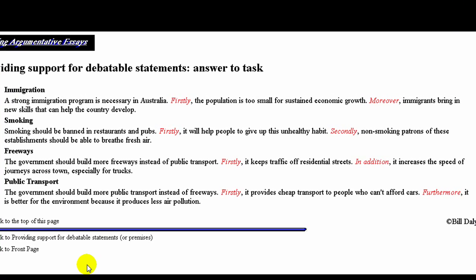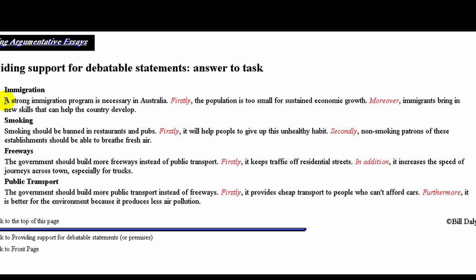Okay, well, how do you think you went? Let's have a look at the suggested or possible answers. Okay, the topic was immigration. Here is a suggested premise. A strong immigration program is necessary in Australia. Firstly, the population is too small to sustain economic growth. Moreover, immigrants bring in new skills that can help the country develop. Well, let's have a closer look at this.